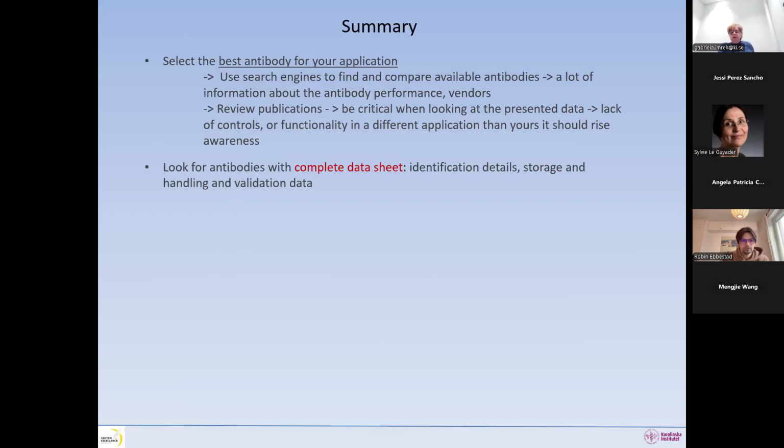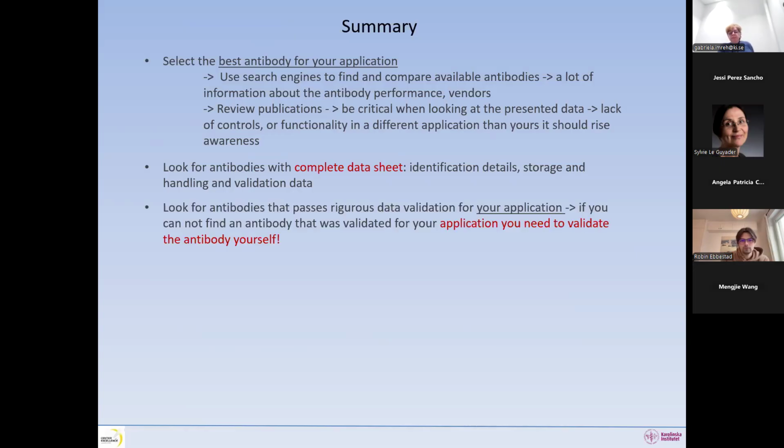Only look for antibodies with a complete data sheet that has identification details, storage, handling, and validation data. And again, look for an antibody that passes rigorous data validation for your application. Because if you don't find an antibody that was validated and you still want to buy it, you have to do the validation yourself. Always check the reproducibility between batches.